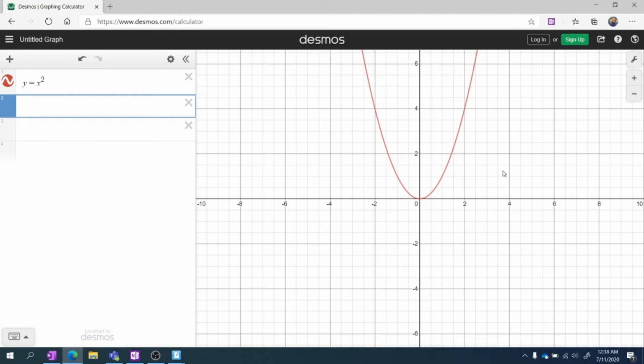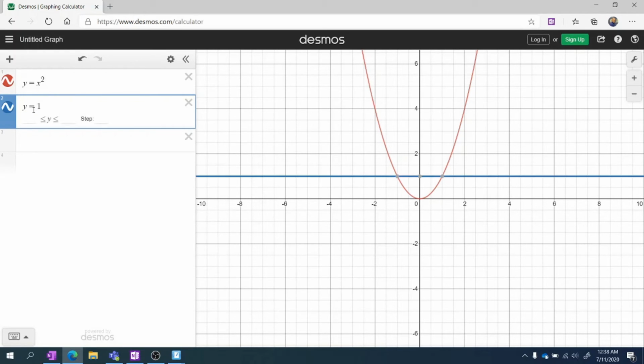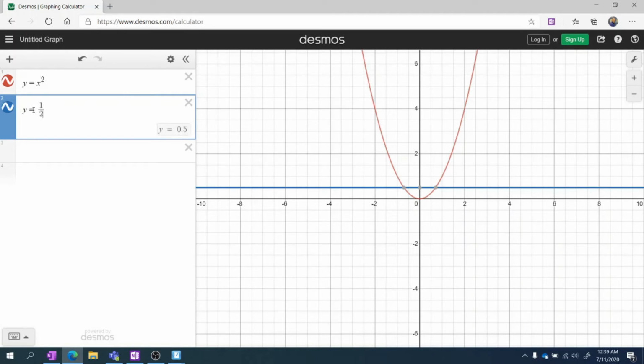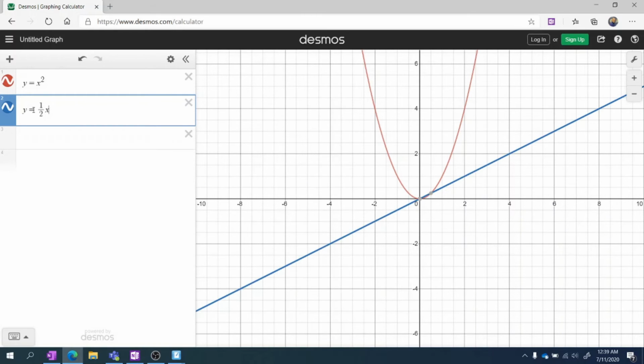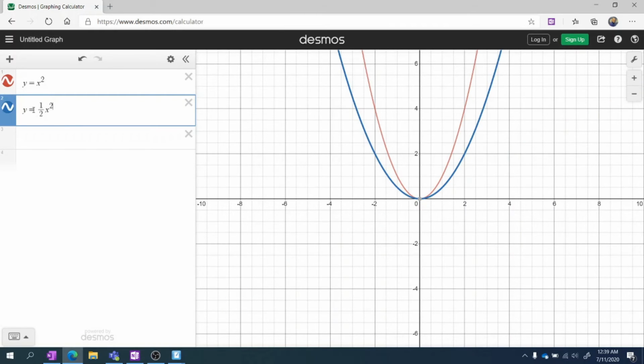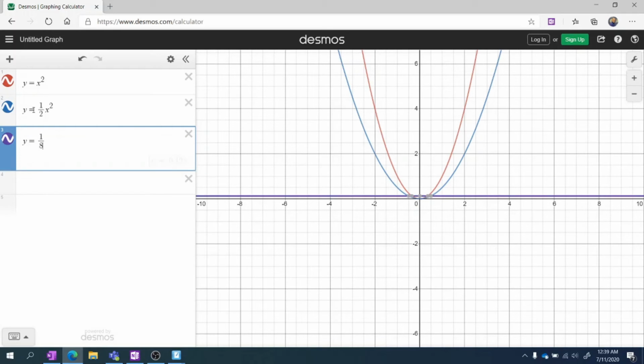Let's see what happens if I put here y equals, let's suppose I go with half. 1/2, use your slash button that's below the question mark, so 1/2, it automatically goes to a fraction format, x, use your up cap, and look what happened. So the blue one is 1/2 x squared. It is wider. So how would I make it even wider? Make the fraction even smaller. So let's try another one just to reinforce to you. If I made this y equals, let's try 1/8. So 1/8 of x squared.